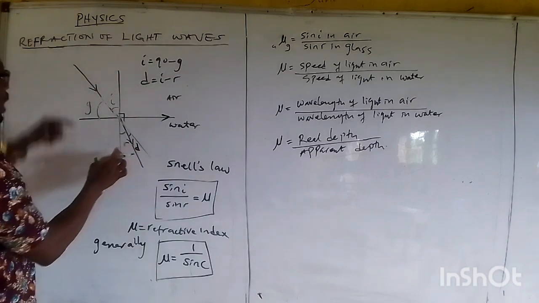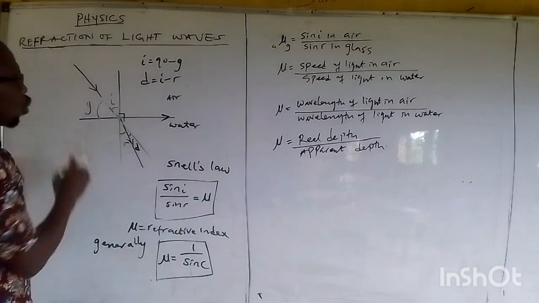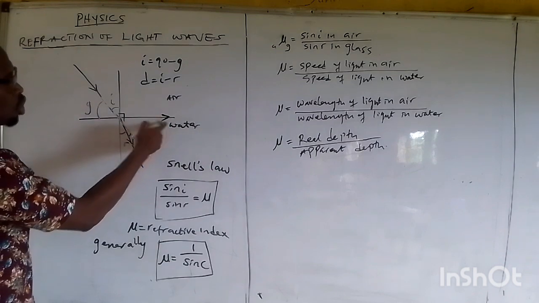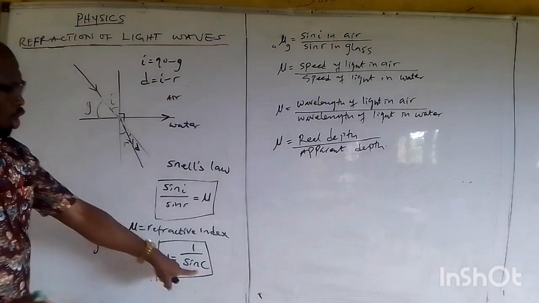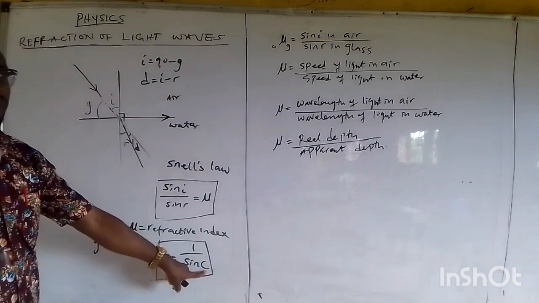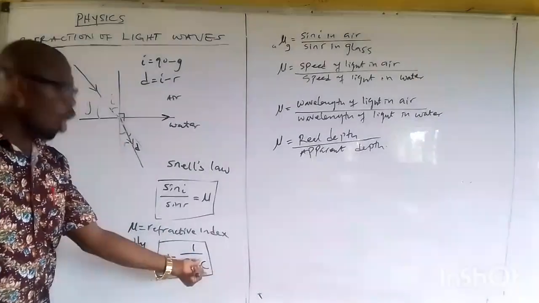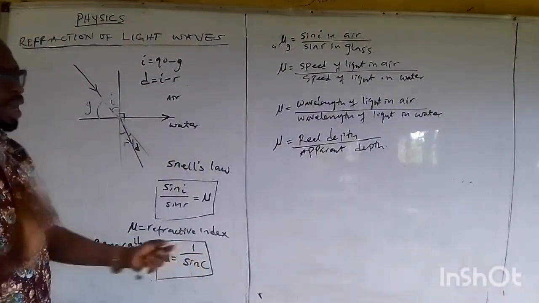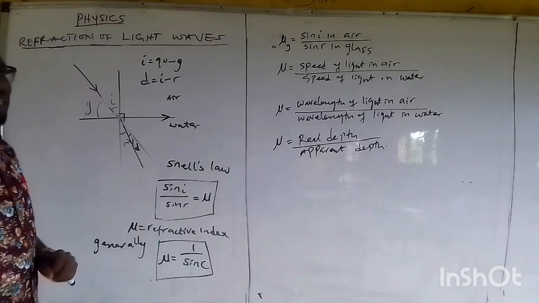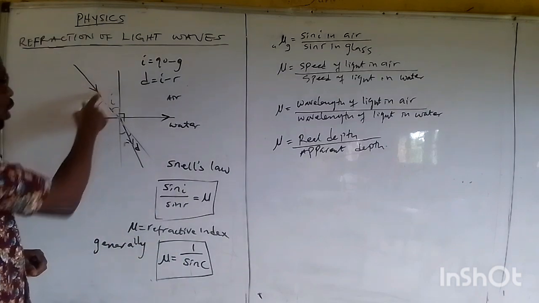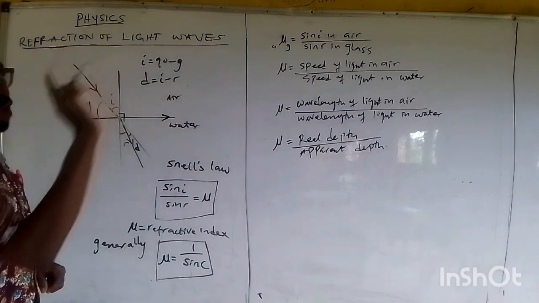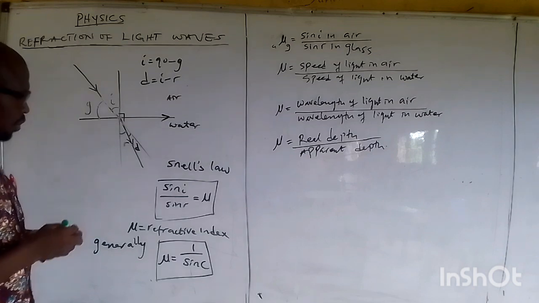Now, that particular angle of incidence for which the angle of refraction will fall on this one is what we refer to as the critical angle. In our next video, we will discuss more on critical angle, but just have it in mind that the critical angle is that particular angle of incidence for which the angle of refraction will give us 90 degrees.